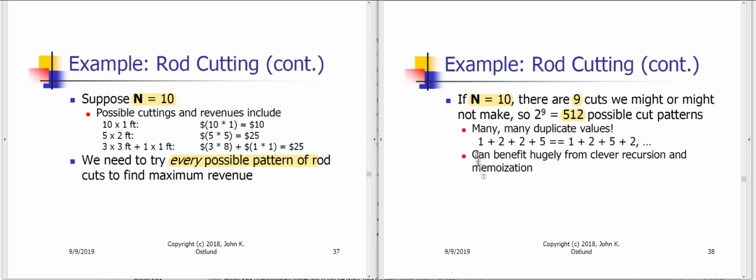Now, within this, there are many duplicates. For example, a 1 foot plus 2 feet plus a 5 foot gives us exactly the same revenue as a 1 foot plus a 2 foot plus a 5 foot plus another 2 foot. So we want to create a recursive algorithm that exhaustively identifies all these different permutations, but that avoids as much recomputation of the same values as possible.